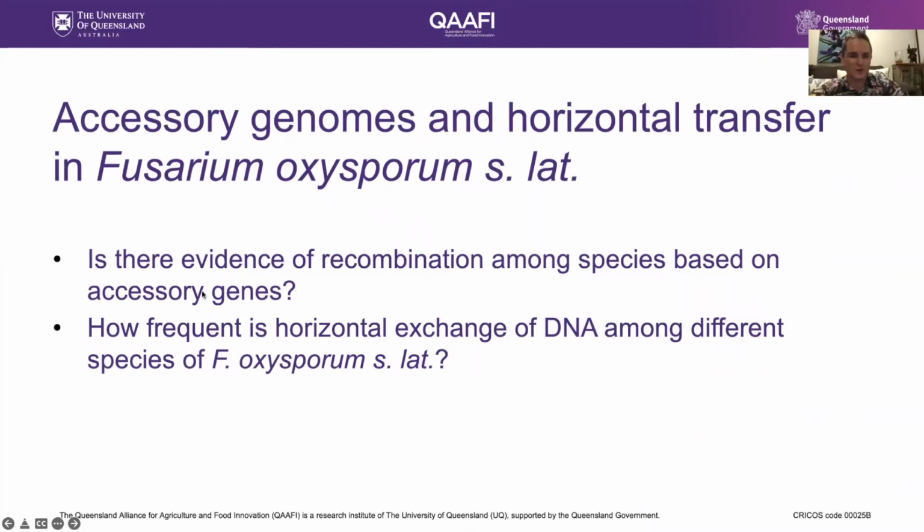Obviously, lots of things do. So we just wanted to ask, is there evidence of recombination among those phylogroups? I've written species here. That is a Freudian slip or something. I don't know. That's an honest mistake. We wanted to look for evidence of recombination among those phylogroups within the accessory genome. And then what was also super relevant was whether there was horizontal exchange of DNA among those different phylogroups of Fusarium oxysporum.